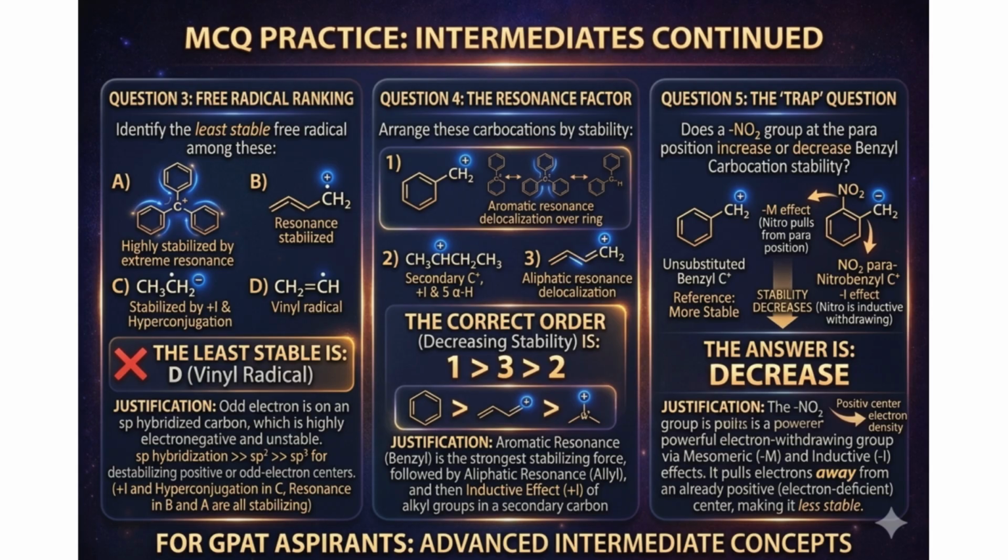Question 5. The trap question. Does the presence of a nitro group at the para position increase or decrease the stability of a benzyl carbocation? The answer is, it decreases stability significantly.